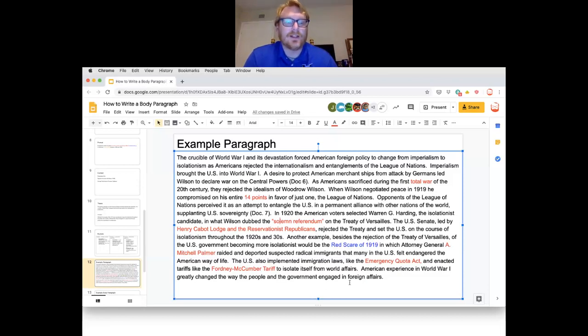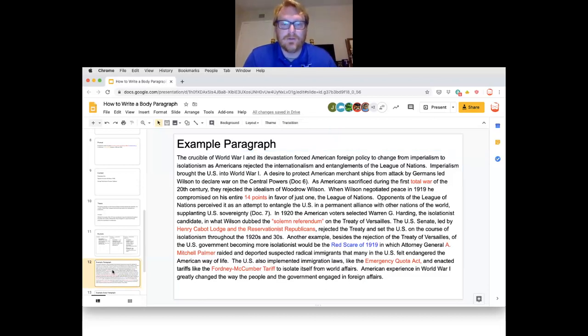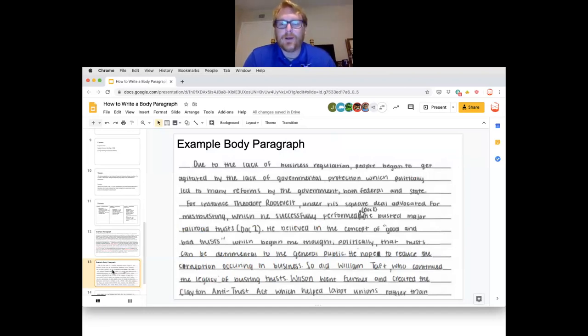Again, this may seem daunting, but let's just look at an example from maybe a student. All right, one that's not written by Mr. Zuber. Okay, this is from last year's DBQ. Last year's DBQ was over the Progressive Era, and it was about the success the Progressive Era had in reforms. Okay, and so here it starts out with, due to the lack of business regulation, people began to get agitated by the lack of governmental protection, which politically led to many reforms by the government, both federal and state. So the topic sentence is that we're looking at business reforms because people were upset by the lack of them. Okay. For instance, Teddy Roosevelt, under his Square Deal, advocated for trust busting, which he successfully performed.